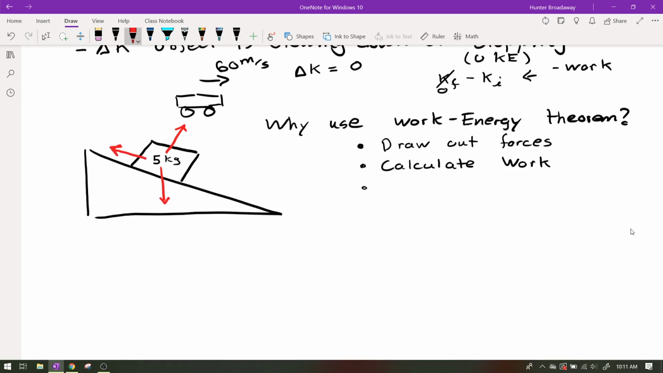Okay, so we drew out our forces. We know that there are 3 individual forces here. Yesterday there were 4 because somebody was pushing this up a ramp. If we were just sliding down the ramp, there's just going to be 3 different forces acting on it. And we calculated the work done by each force.